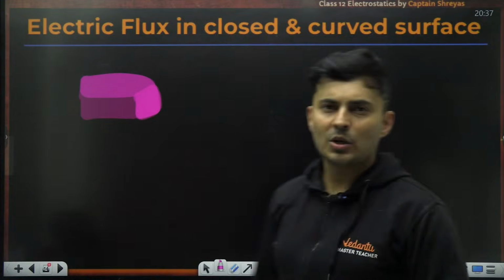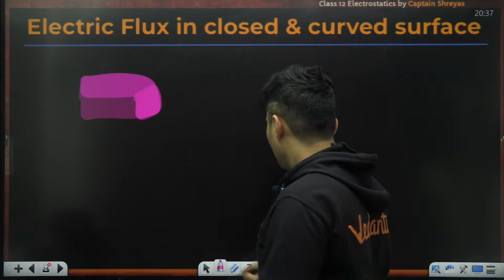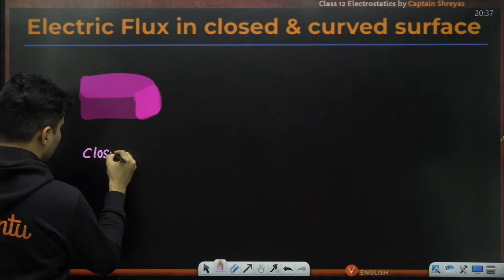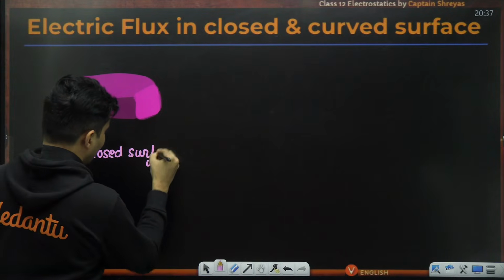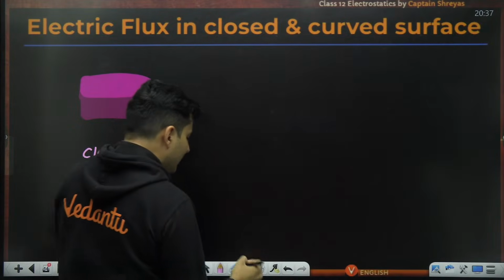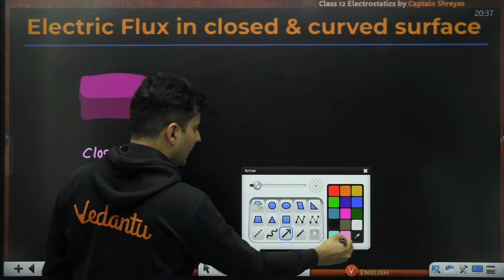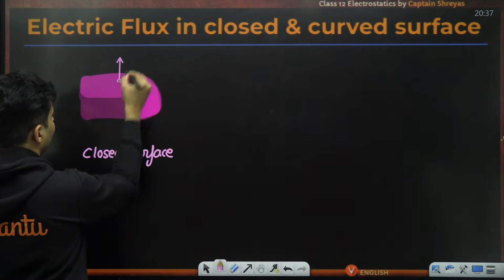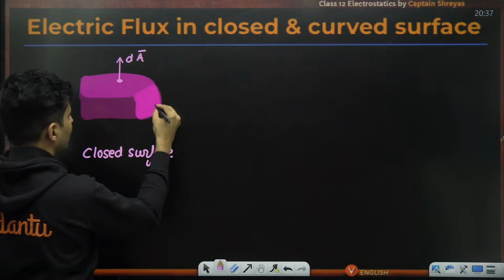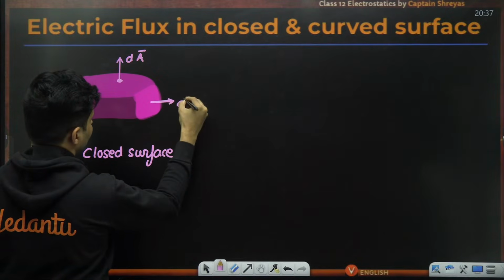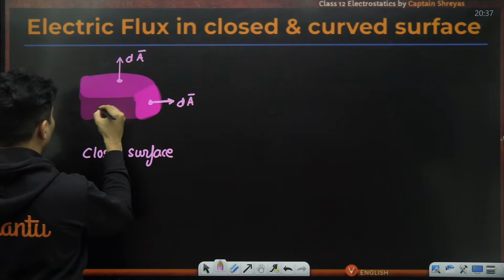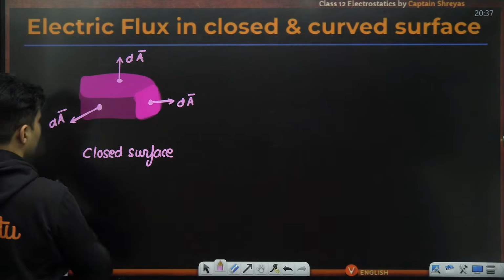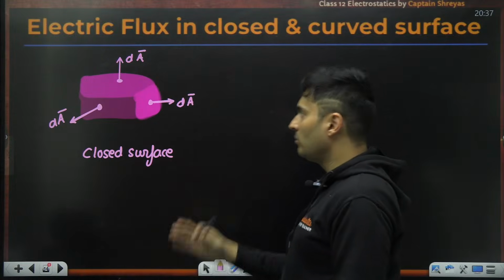Okay, this is something like a closed surface, some three-dimensional thing. So this is our closed surface. The convention is always choose the area vectors outwards. No matter where you are, the area vectors have to be chosen outwards only. Very, very important. The area vectors outside have to be chosen.